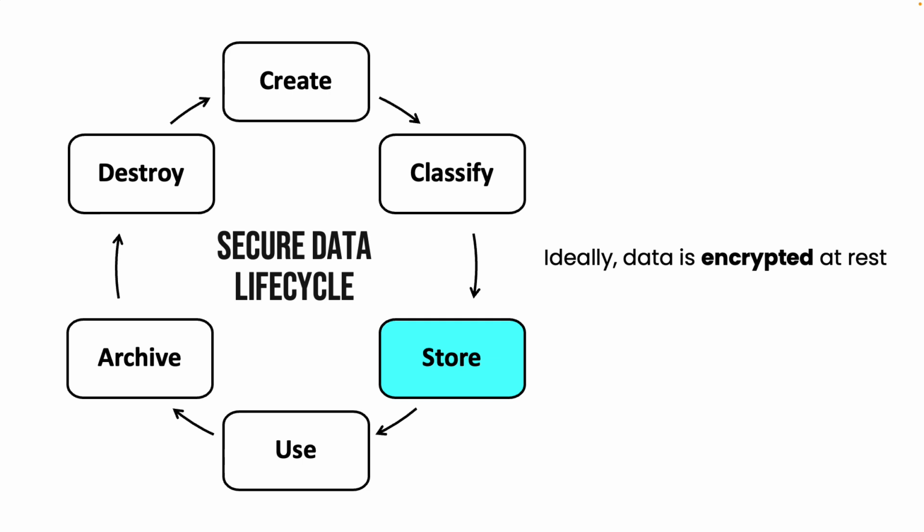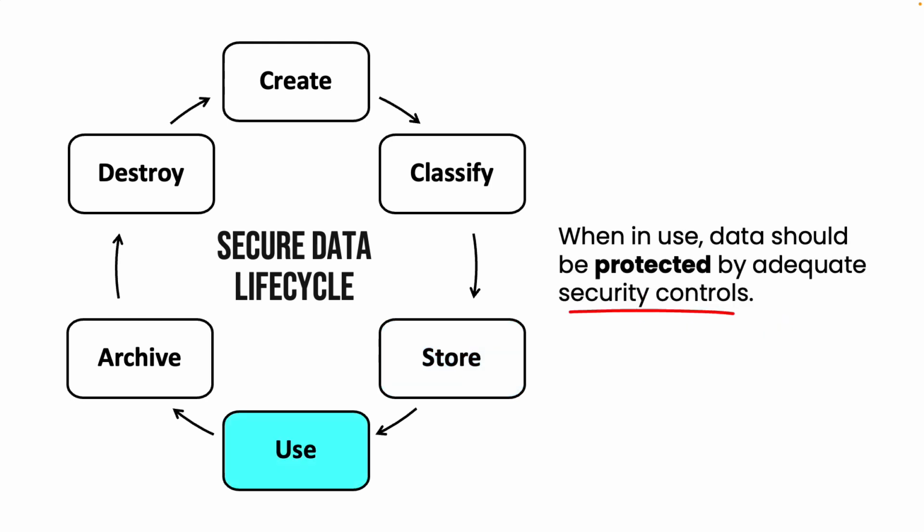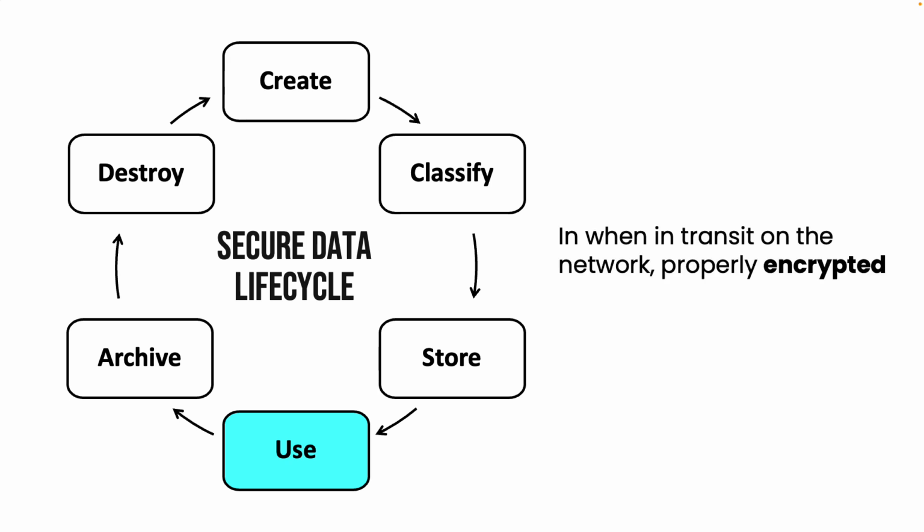When we're storing the data, we're encrypting at rest. We might use an algorithm like AES, which is the gold standard for symmetric encryption. In fact, the Department of Defense in the U.S. military uses AES 256 to encrypt their top secret data. And when data is in use, we're going to protect it with adequate security protocols like access control lists and data loss prevention. And when in transit over the network, it's properly encrypted using TLS, for example.